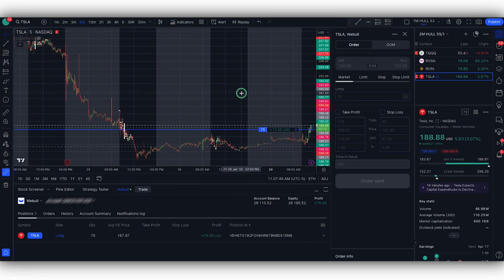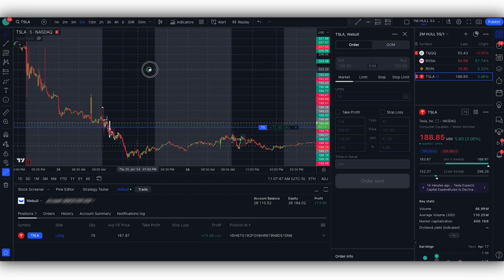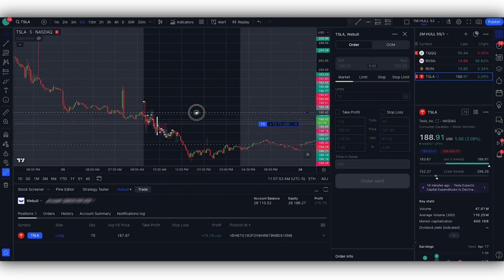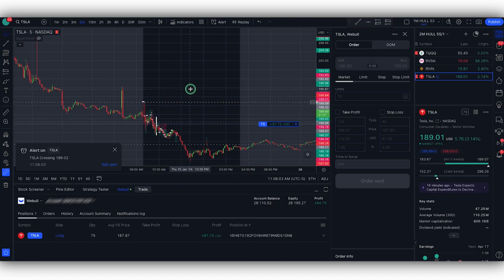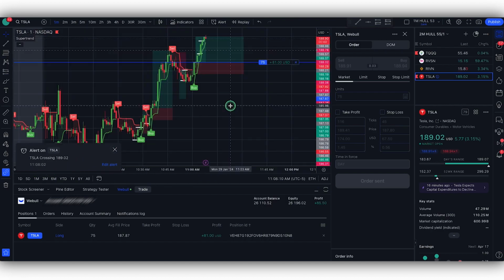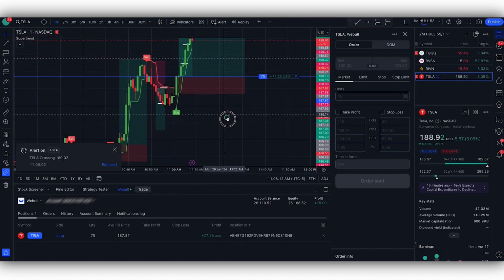That gives me a good idea of where the next big resistance point is going to be. Up here at 190. Or we can go for one more level up to 192. So I like to go for the bigger wins now that I got my stop loss set. Well, I don't, but I will set it.